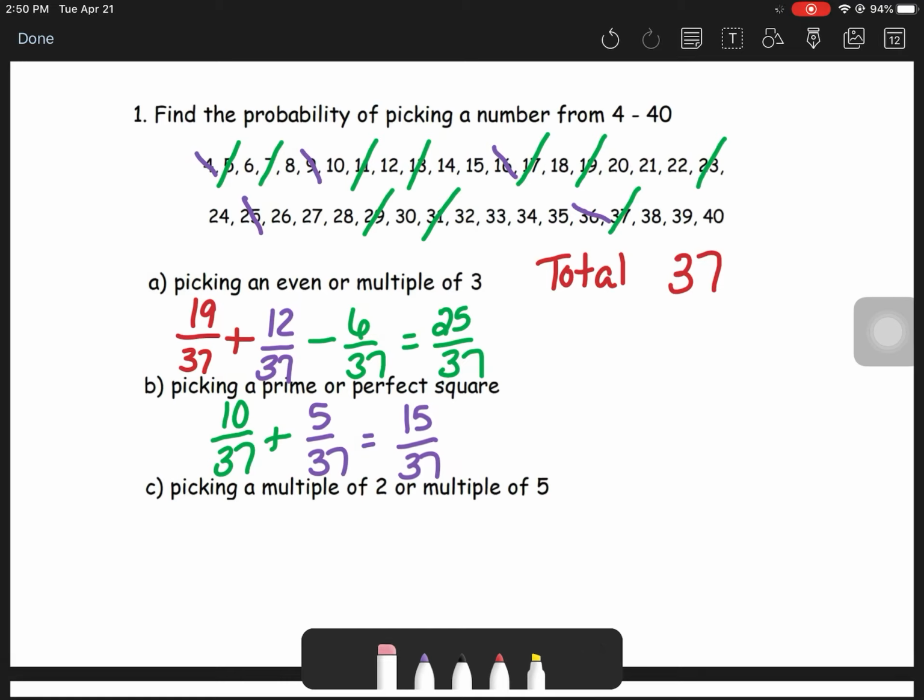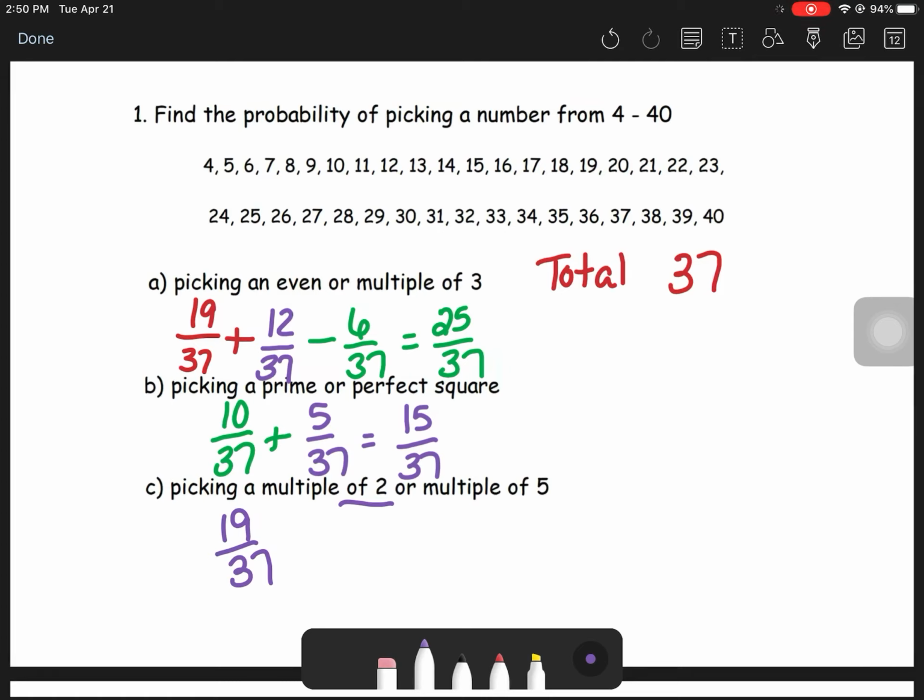So let's take a look, and the next one we want to do is we want to pick multiples of 2 and then we want to pick multiples of 5. So when we pick multiples of 2, well, multiples of 2 are even numbers. So since we already know the even numbers, we would know there was 19 of those that we used in our first problem. Now we need to know the multiples of 5.